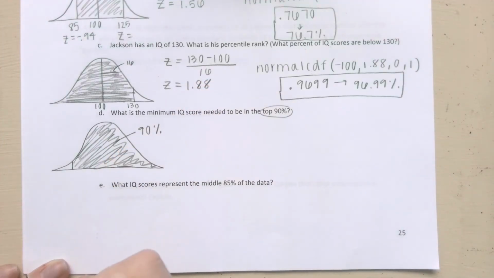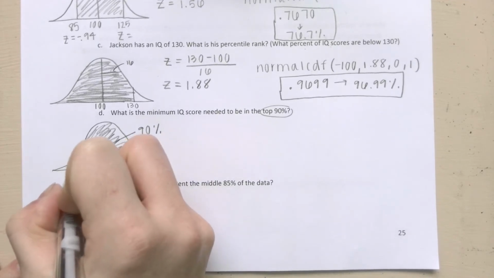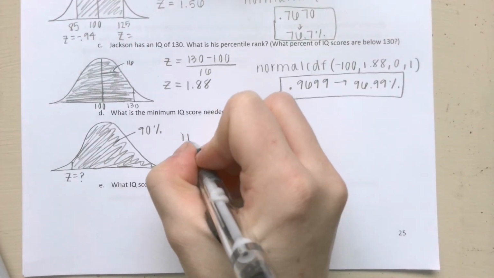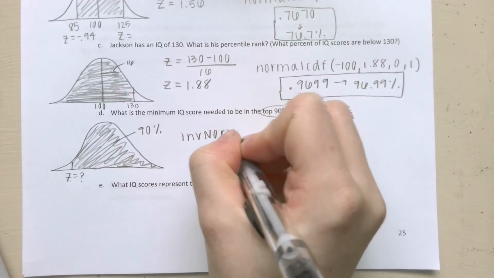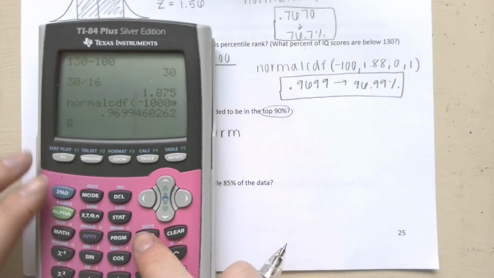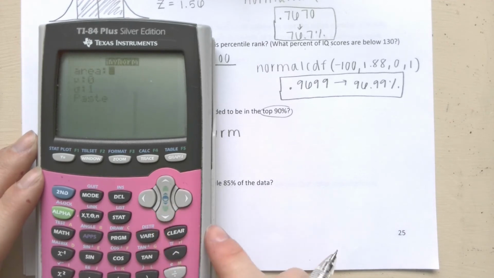Okay, the first thing I'm going to do in this one is use my calculator to find out what z-score cuts off that top 90%. So I am going to be switching things up and using inverse norm. So in my calculator, I'm going to second bars. This time I'm going to inverse norm.